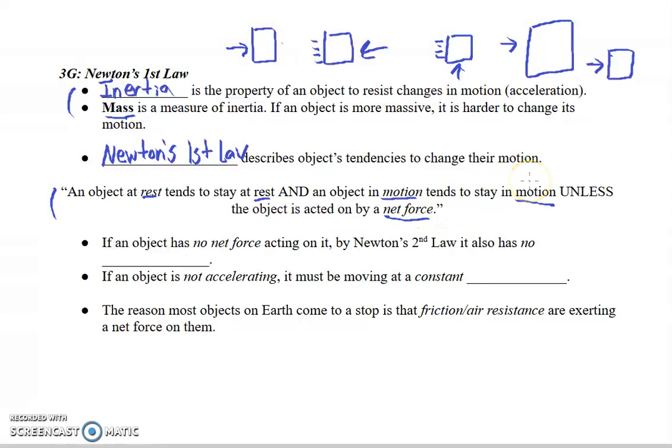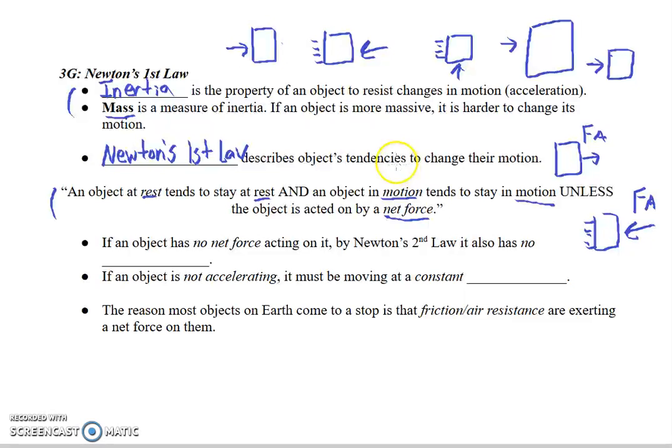What this is basically saying, I like to think of it as objects are lazy. Meaning if it's sitting still, it's going to keep sitting still unless you apply a force to get it to start moving. If an object is moving, it's going to keep moving unless you apply a force on it to get it to stop. So it's basically saying whatever an object is doing, it wants to keep doing that. The only way to get it to change is to apply a net force. So that's basically what it's saying.